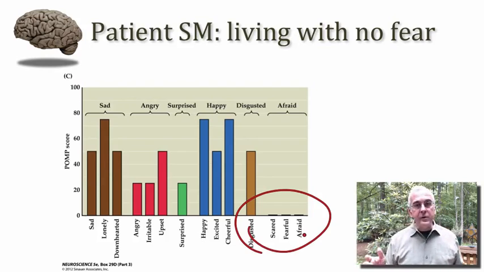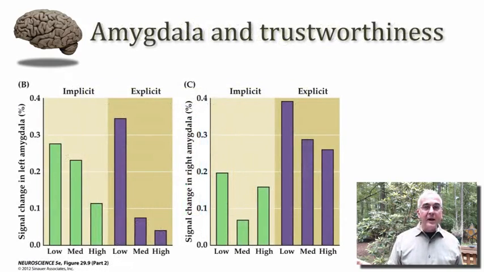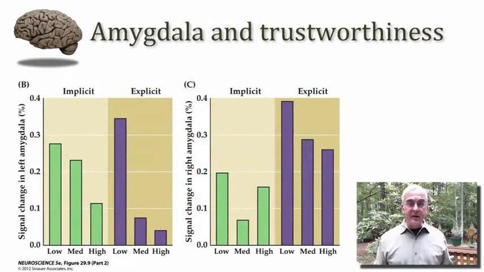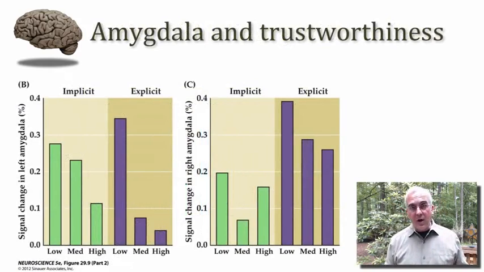I think what we've learned from patient SM is that in the human brain, the amygdala is an important center for the experience and expression of emotion, especially the emotion of fear. Well, why might this be helpful in everyday life? Well, I think we're learning more about the basis of social cognition and how it relates to brain systems.